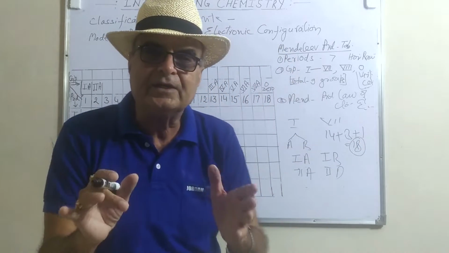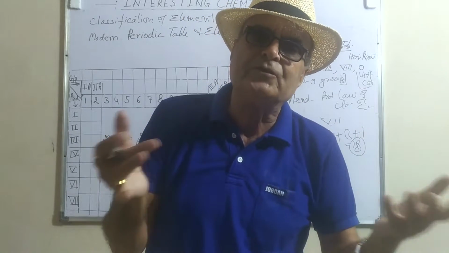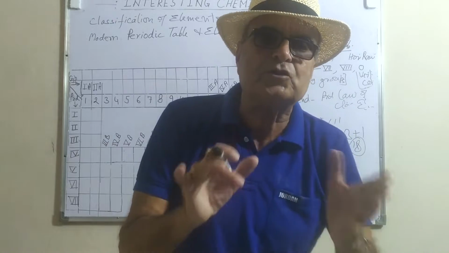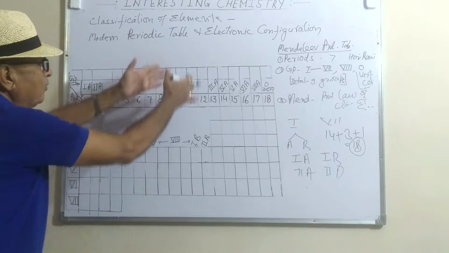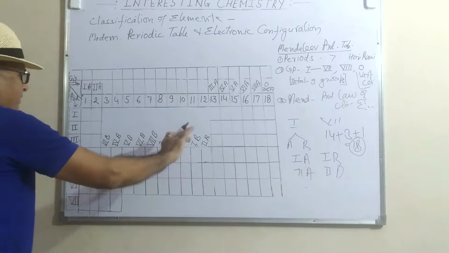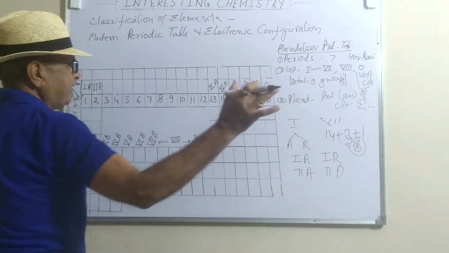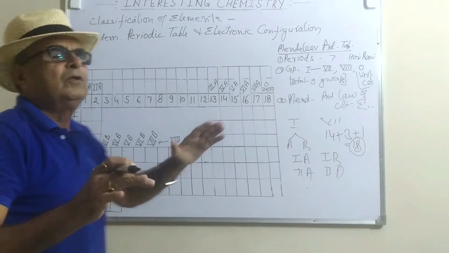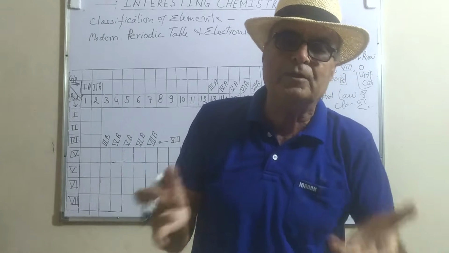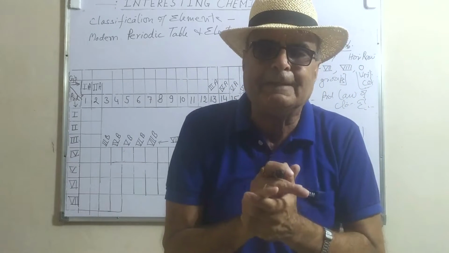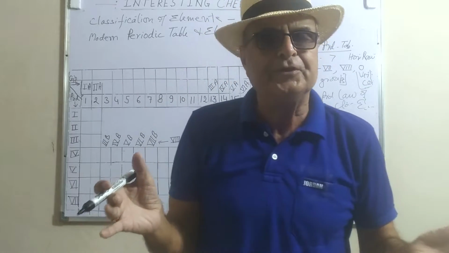Thus I have related the modern or the long periodic table with the Mendeleev periodic table. These are the groups, vertical, and these horizontal rows are called periods. There are 7 periods, and these A and B are separated from each other. So there are 18 groups in the long form of the modern periodic table. So the modern periodic table is the modified form of the Mendeleev periodic table.